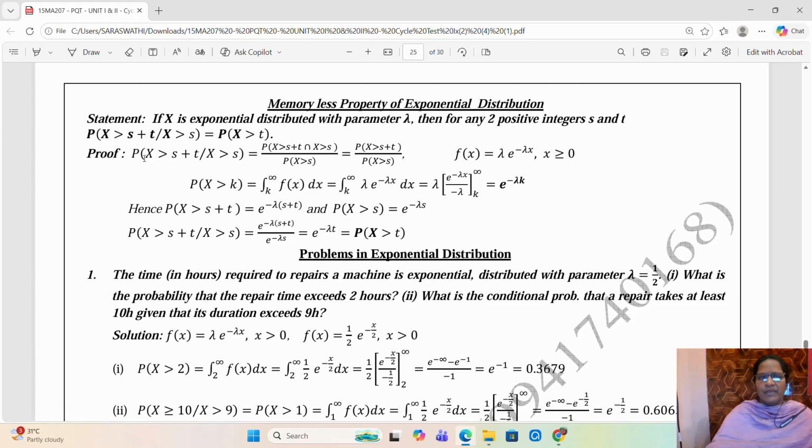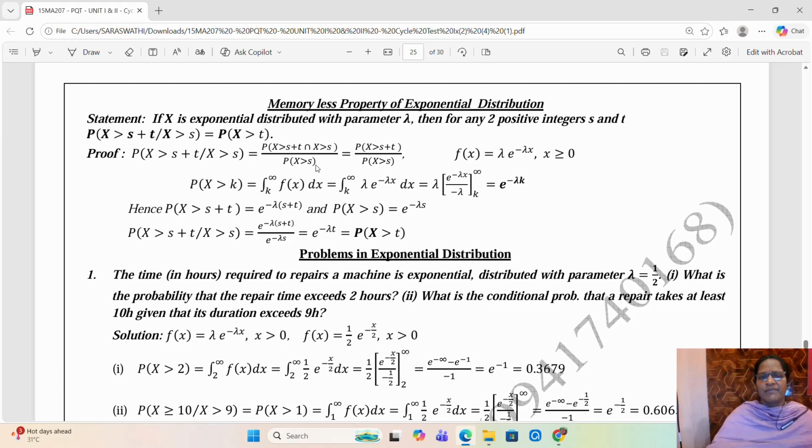Now the proof. P of X greater than s plus t given X greater than s, this is the LHS part. As per the conditional probability, P of A given B is equal to P of A intersection B divided by P of B. Consider this is A and this is B. So P of A given B is equal to P of A intersection B, X greater than s plus t intersection B, divided by P of B. B is equal to X greater than s.